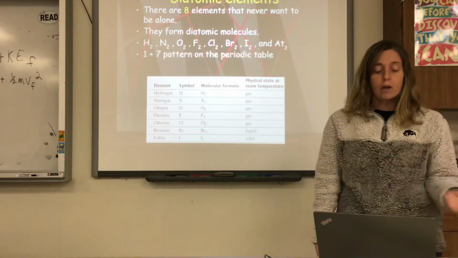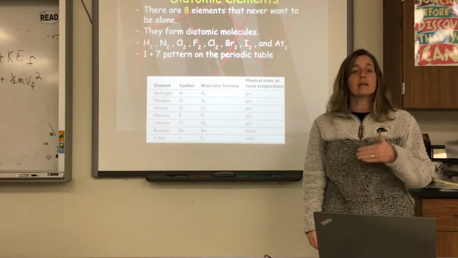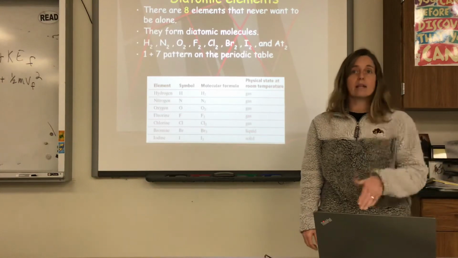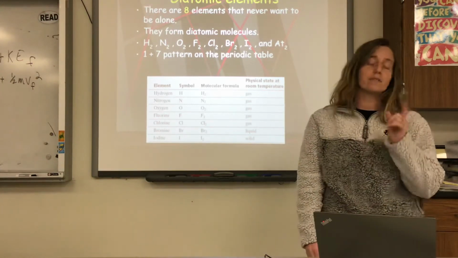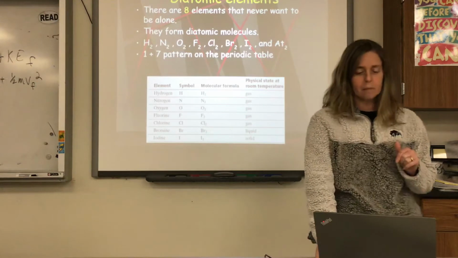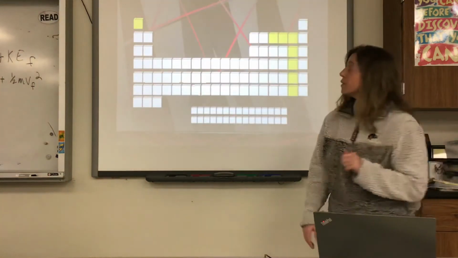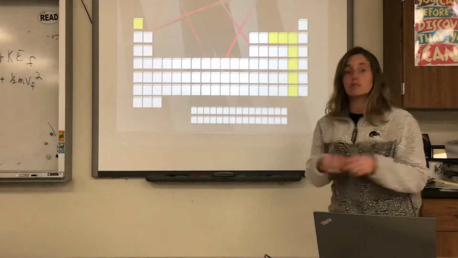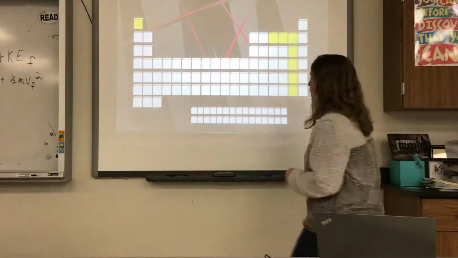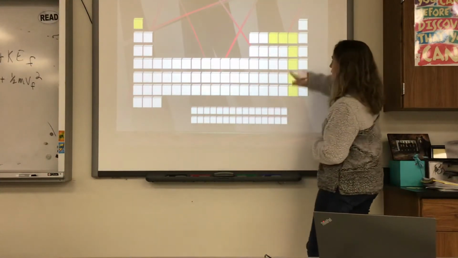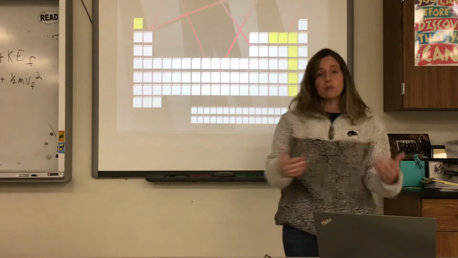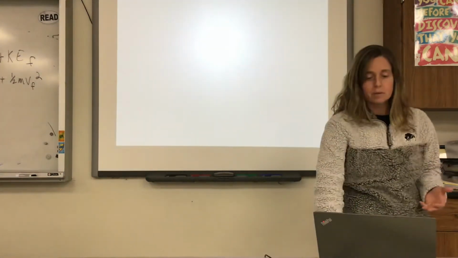Now, most of them are in the same column, 1 and 7, but you got a couple, 1 in 15 and 1 in 16 as well, okay? Now, these are the diatomic elements, and this is where they're located on the periodic table. Like I said before, you can tell that it makes an upside down L right there. Those are your diatomic molecules.